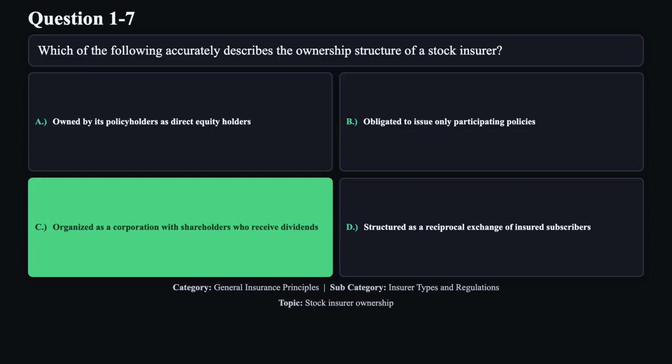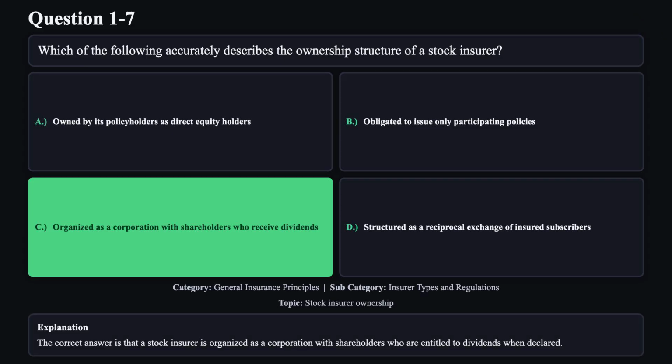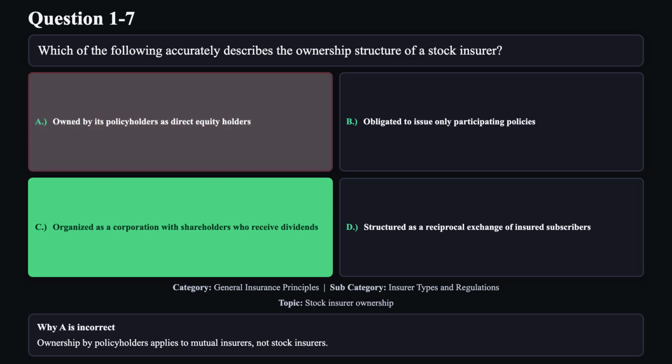The correct answer is C. The correct answer is that a stock insurer is organized as a corporation with shareholders who are entitled to dividends when declared. Reason A is not correct. Ownership by policyholders applies to mutual insurers, not stock insurers.